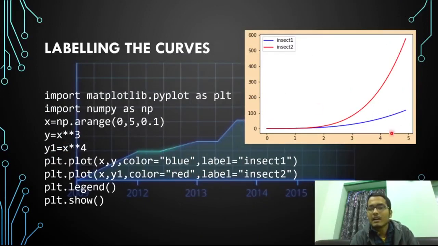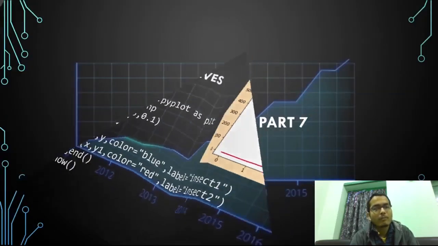For labeling the curve, you can see it in this way. You just need to modify the plot function: you just need to write an extra argument, label. Suppose these are the number of days and these are the population of insects which I am measuring. So this is insect 1 and insect 2 is red. You can simply specify it in this way, and to show the legend at the top you need to write plt.legend. This is what will make the legend show at the top.